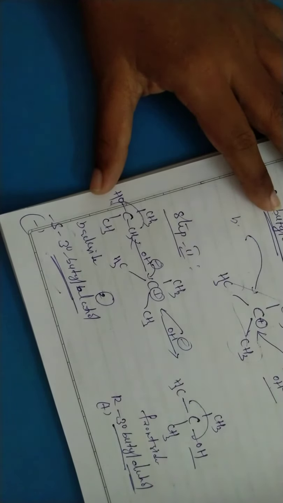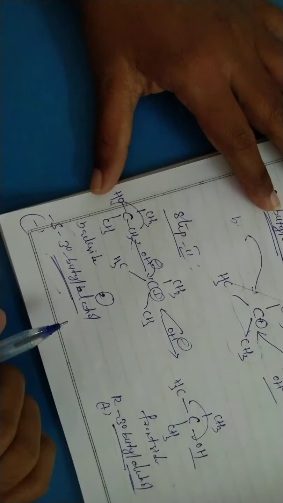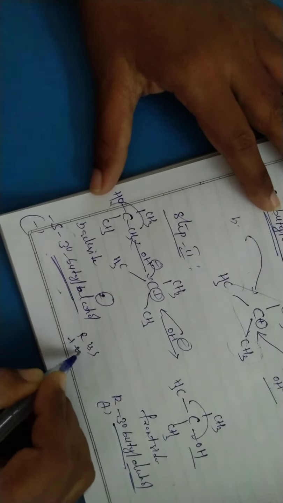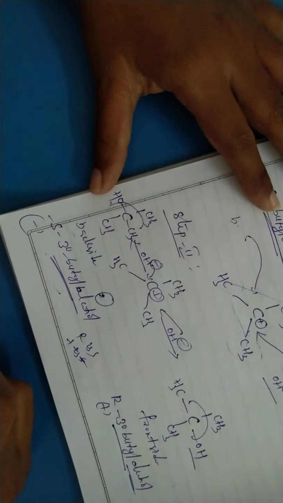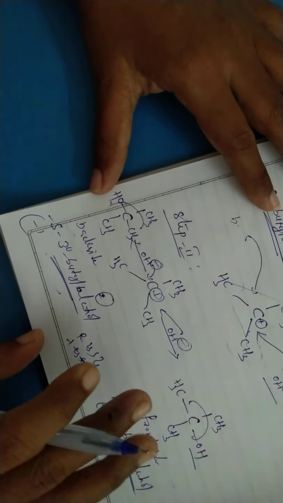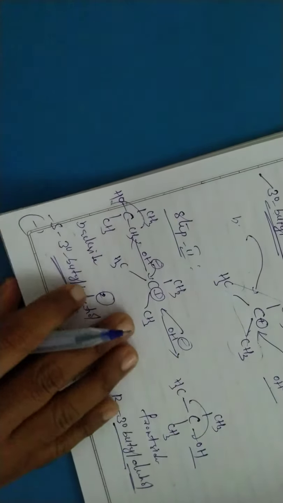So what are enantiomers? The non-superimposable mirror images are called enantiomers. We have already discussed this in the general chemistry topic. Here we are getting two products, that is R and S, or plus and minus. R and S, and plus and minus, these are called enantiomers. That means the product of the SN1 reaction is called enantiomers. So this is about the SN1 reaction.